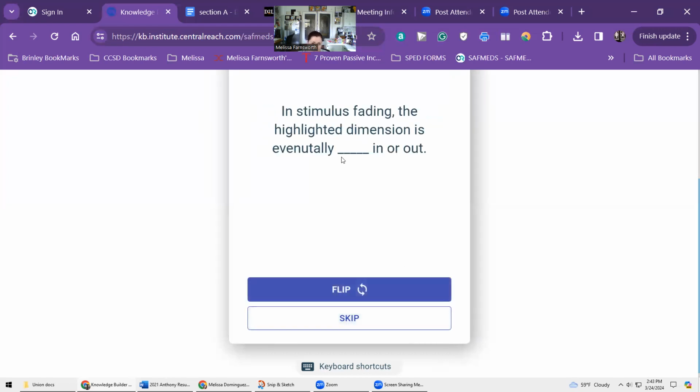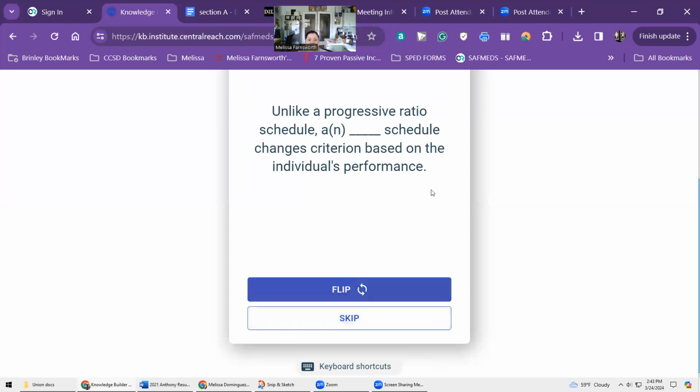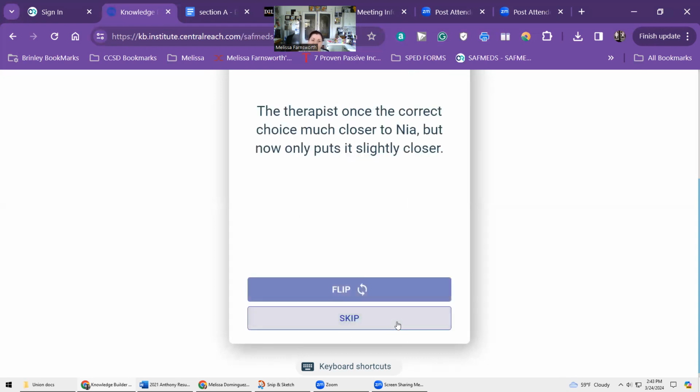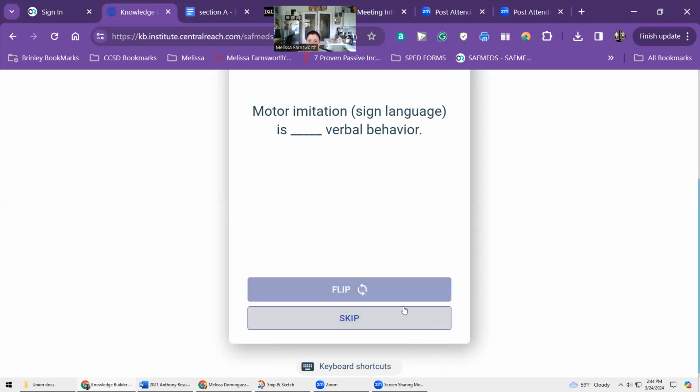In stimulus fading, the highlighted dimension is eventually faded in or out. Unlike a progressive ratio schedule, a DRD schedule changes criterion based on the individual's performance. DRD, differential reinforcement of diminishing rates. The therapist wants the correct choice much closer to Nia, but now only puts it slightly closer. Stimulus fading. Motor imitation, sign language, is duplic verbal behavior.